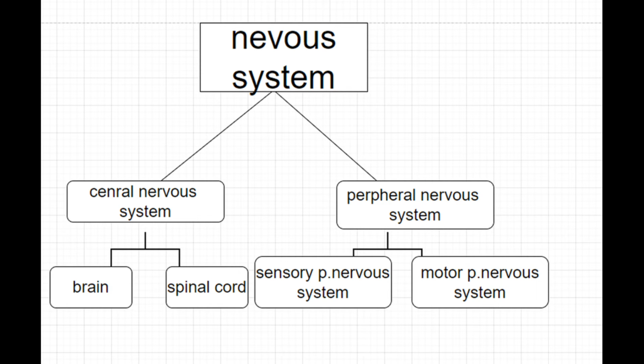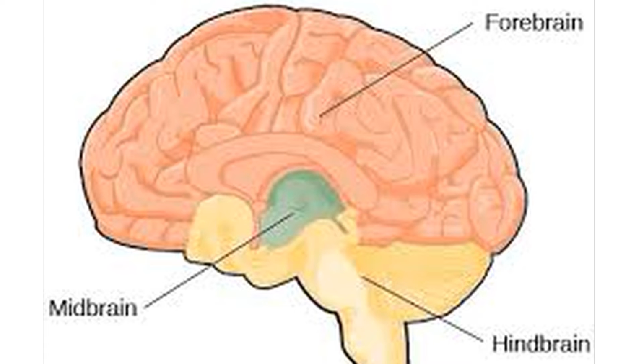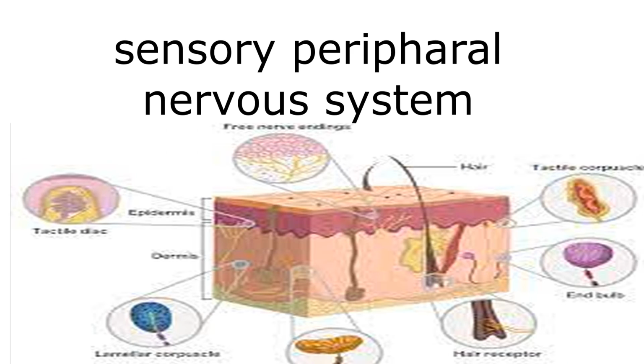Now let's revise all we have learned till now. The nervous system is divided into the central nervous system and peripheral nervous system. The central nervous system we have divided into the brain and spinal cord, and the peripheral nervous system we divided into sensory peripheral nervous system and motor peripheral nervous system, for reasons we will learn as we proceed further. The brain is roughly divided into forebrain, midbrain and hindbrain. As you can see in the picture, the bigger red part is the forebrain, the green one is the midbrain, and the yellow part is the hindbrain. And the sensory peripheral nervous system is divided into special sensations and general sensations.